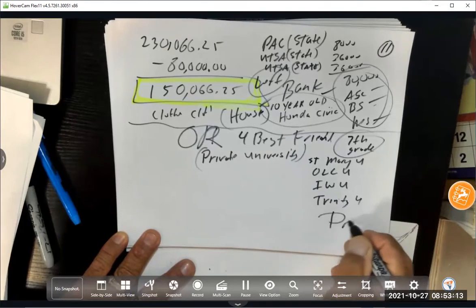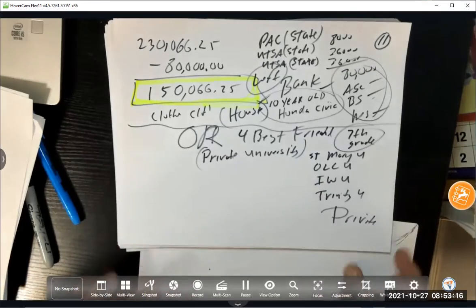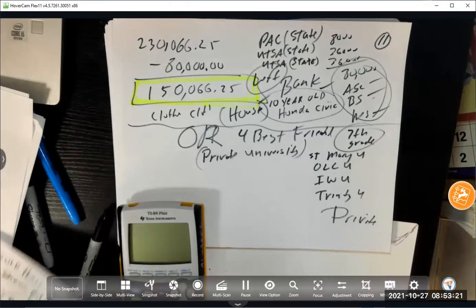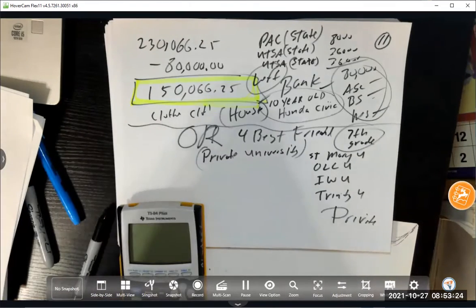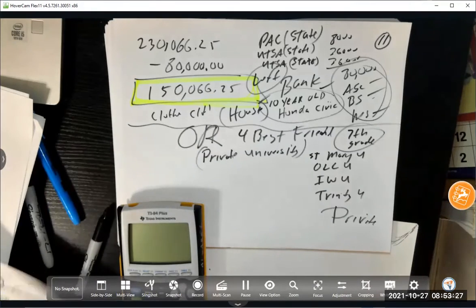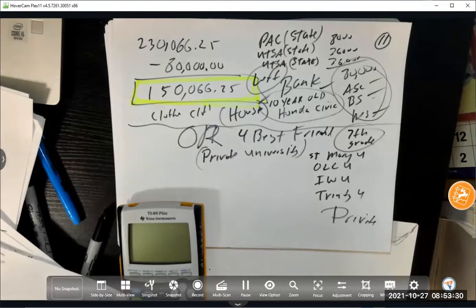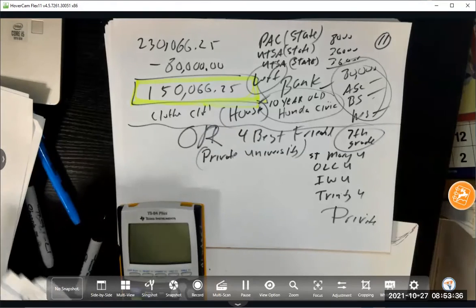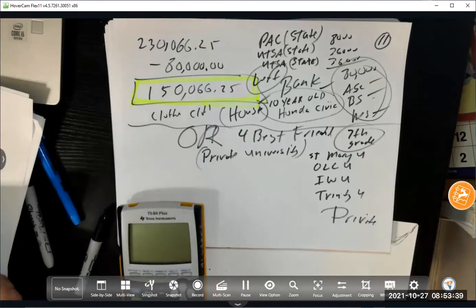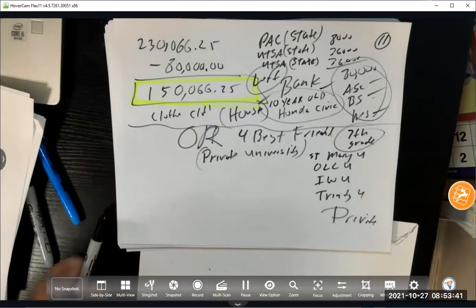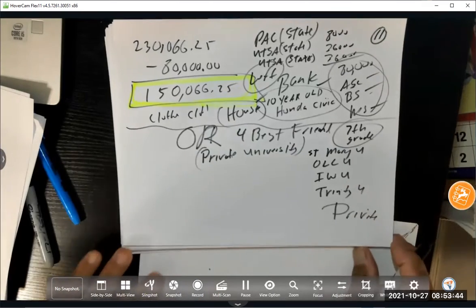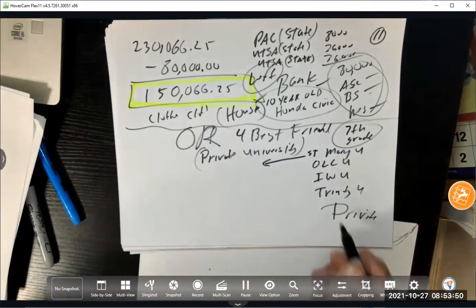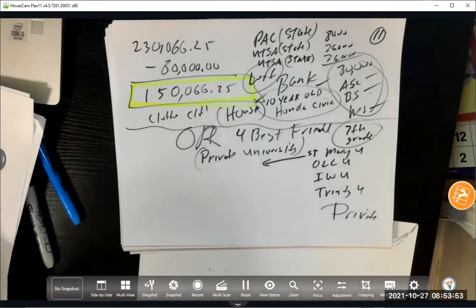All these are private. Okay, so now I'm gonna ask you a question. If it's a private school, can they charge you more money? They can charge whatever they want to charge. Does that make sense? So guess what? If your 4 best friends are going to St. Mary's or wherever, they're gonna pay big chunks of tuition. I'm gonna help you out. I'm gonna tell you how much it's gonna cost. Some of these schools here, it costs big chunks of money.